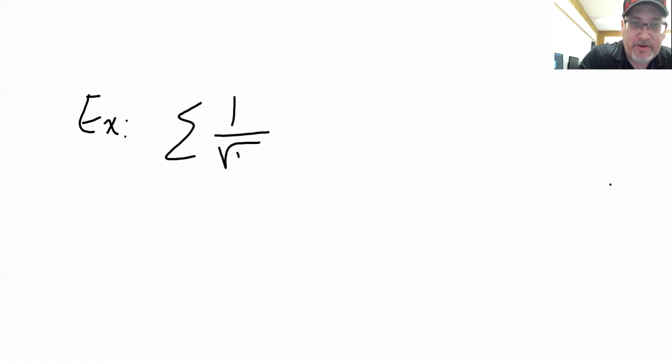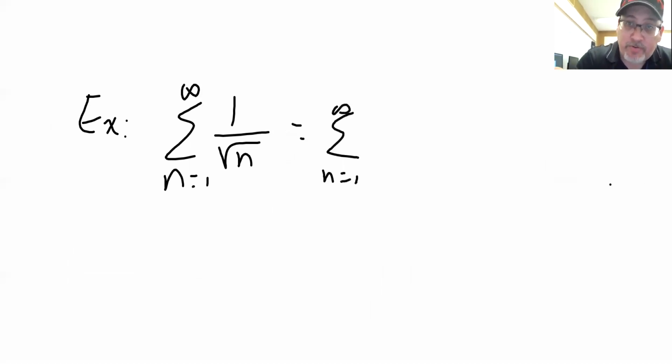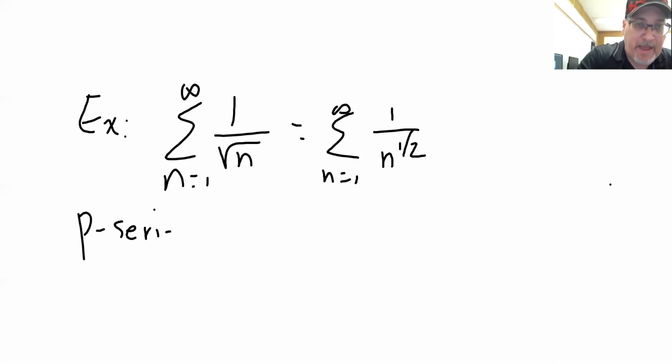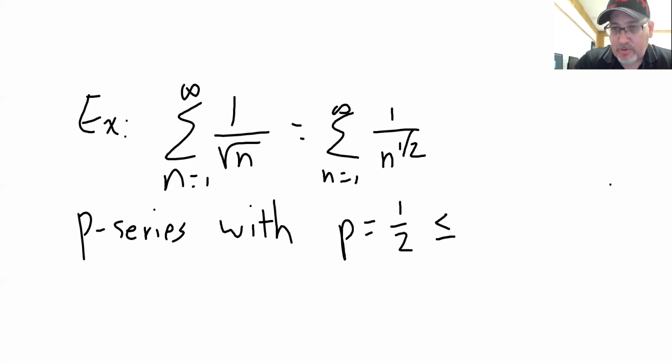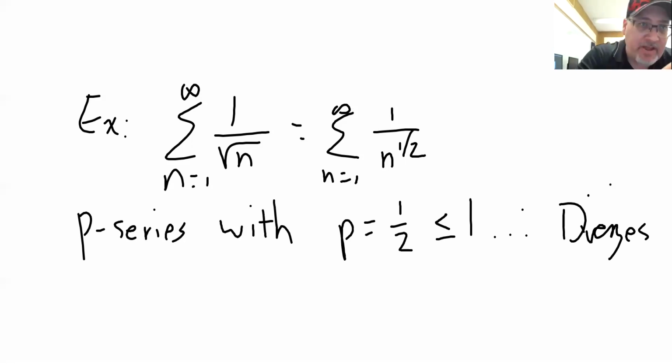For example, let's say we have the sum of 1 over the square root of n, n equals 1 to infinity. This is kind of a p-series in disguise, because we could rewrite the square root as a 1/2 power. It's a p-series, although I don't like using the phrase power series because that means something a little bit different. It's a p-series with p equal to 1/2, which is less than or equal to 1. Therefore, instantly we get divergence. Diverges.